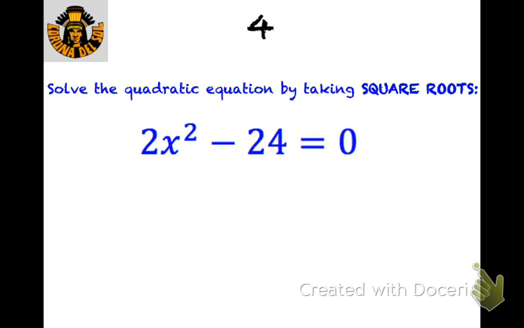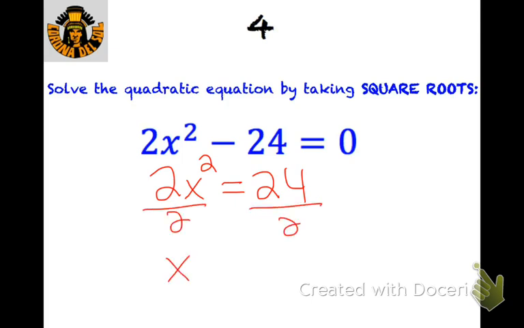Okay, solving by taking the square root. Eventually you're taking the square root, not necessarily right away. So we just go about our business. We're solving this, so we're going to try to isolate the x. So that means you're just adding 24 to both sides. So we add the 24 over, and then we divide by 2, and so we get x squared equals 12.